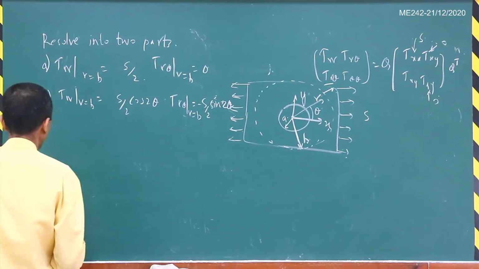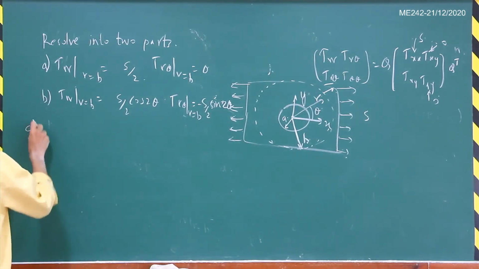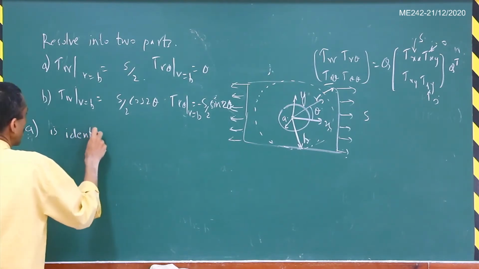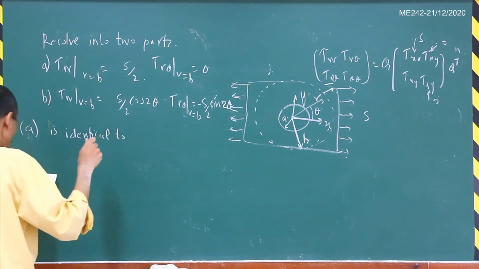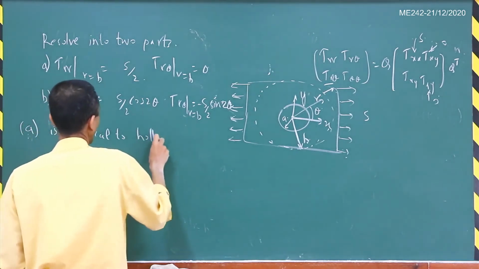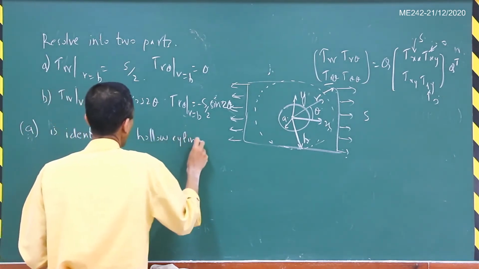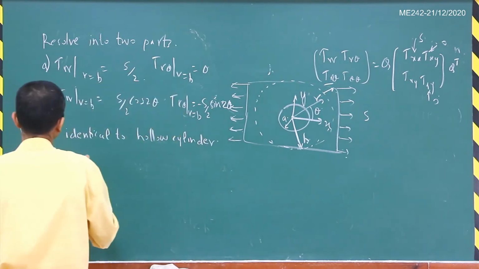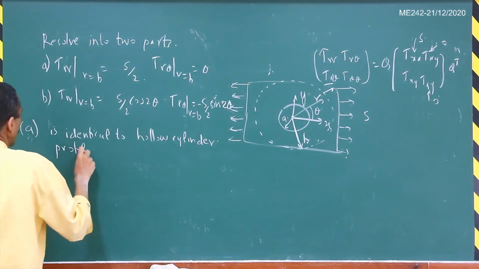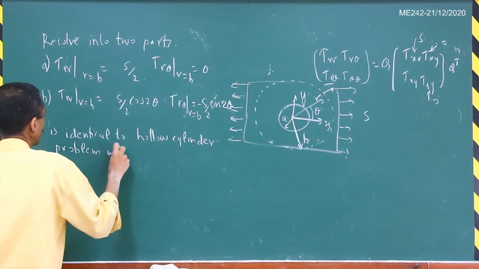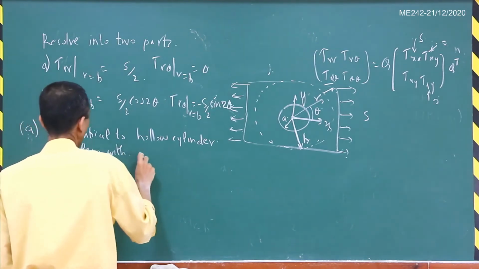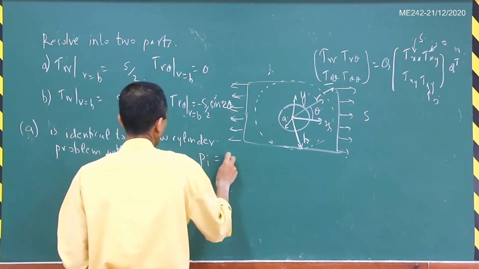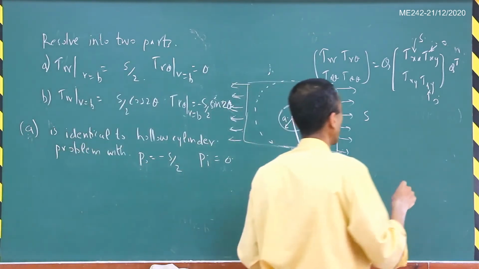So now, this part A is identical to the hollow cylinder problem with P naught equal to minus S by 2 and Pi equal to 0. So this we did yesterday, in the previous class.